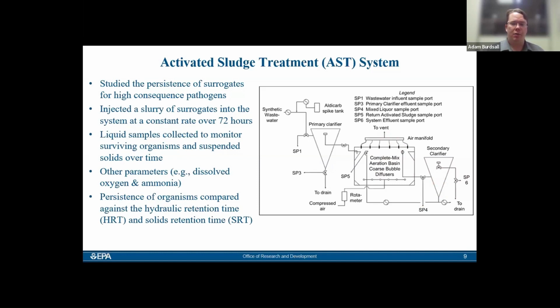The length of time that the organisms were detected throughout the system was compared against the hydraulic retention time, or HRT, and solids retention time, or SRT. The hydraulic retention time is defined as the calculated time it might take for a particle of water, if we could track it, to travel through the aeration tank. The solid retention time is the same value for a particle of solid material.